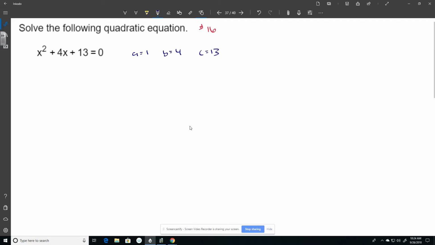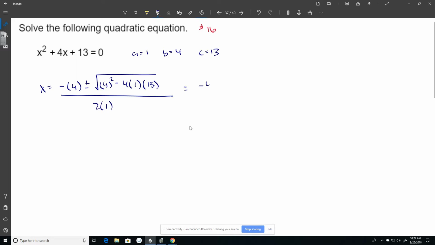Are you sick of seeing the quadratic formula yet? X equals negative 4 plus minus the square root of 4 in parentheses squared minus 4 times 1 times 13. All of that is divided by 2 times 1. So that simplifies to negative 4 plus minus the square root of 4 squared, which is 16, minus 4 times 1 times 13, which is 52. And all of that is divided by 2.